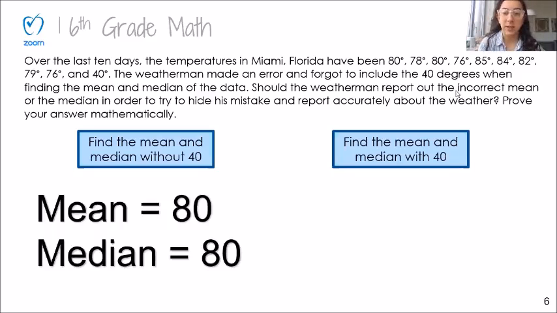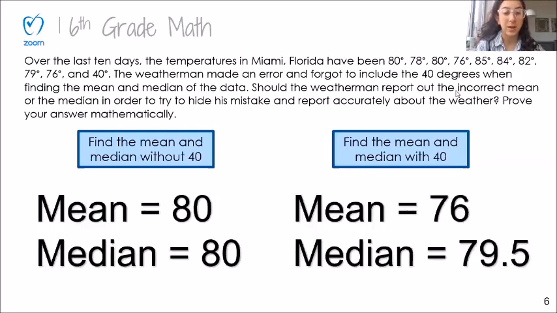Now let's find the mean and the median with 40 in our data set. Now we know we have 10 data points. Do that now, type your answer into Desmos, then we'll come back together to debrief. Go. You should have gotten a new mean of 76 and a new median of 79.5. When you found your median, you noticed that there were 2 data points in the center, so you had to find the midpoint between those 2 data points.